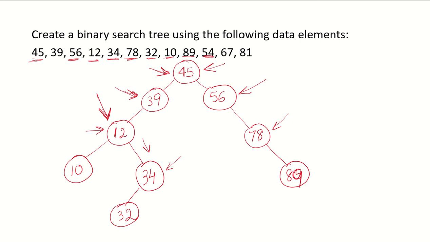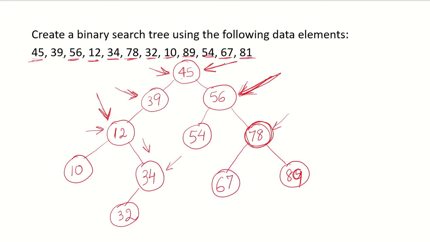Next we have 54, larger than 45. Compare it with 56 now, smaller than 56. So it will form the left subtree of 56. Next element is 67, larger than root node 45, larger than 56. So again we move right, we come to 78. When we compare it with 78, 67 is smaller than 78, so it will go left side and form the left subtree.